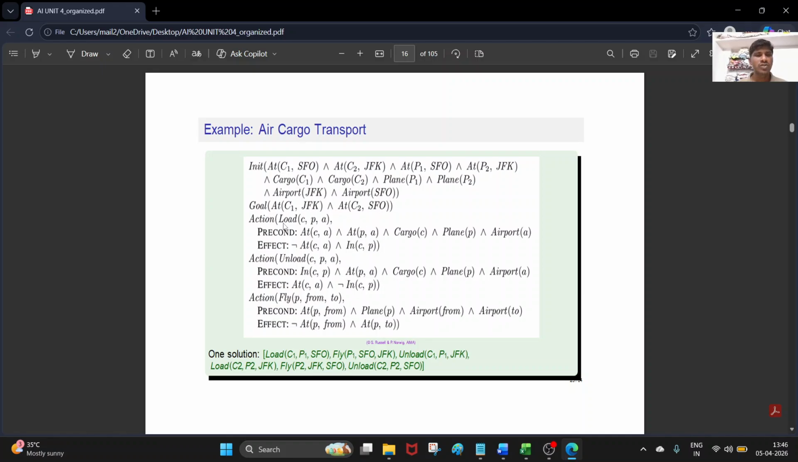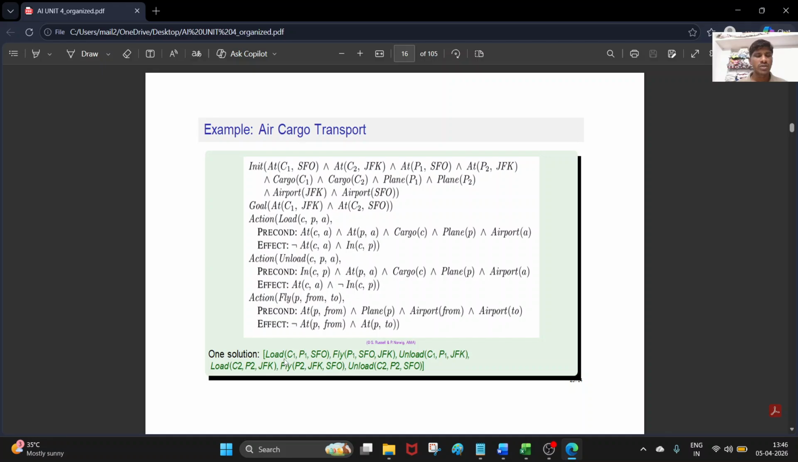The actions here are three: load, unload, and fly. Load action is nothing but cargo being loaded into the plane at the airport. Then unload is nothing but the cargo being unloaded from the plane at the airport. And fly is the action where the plane flies from airport 1 to airport 2. So these are all the PDDL representation which uses FOL with conjunctions.